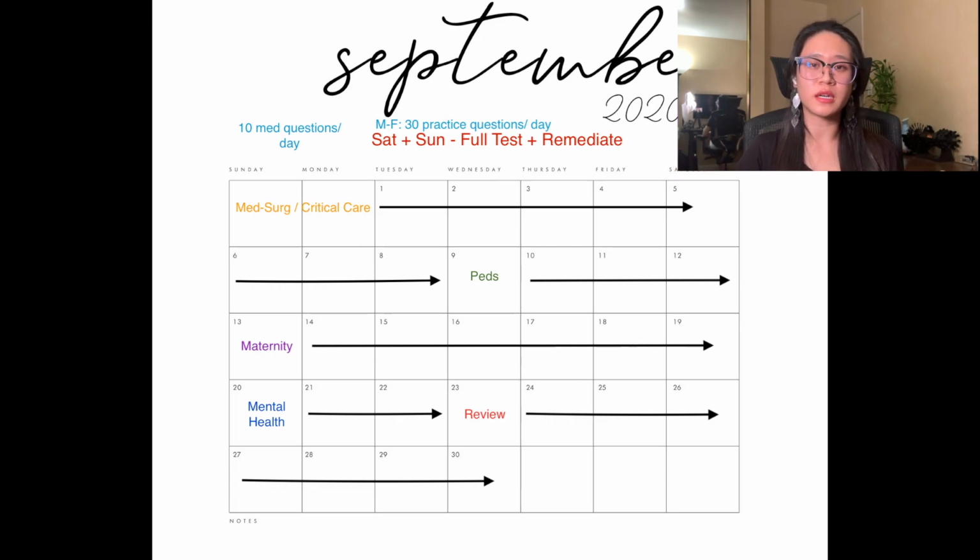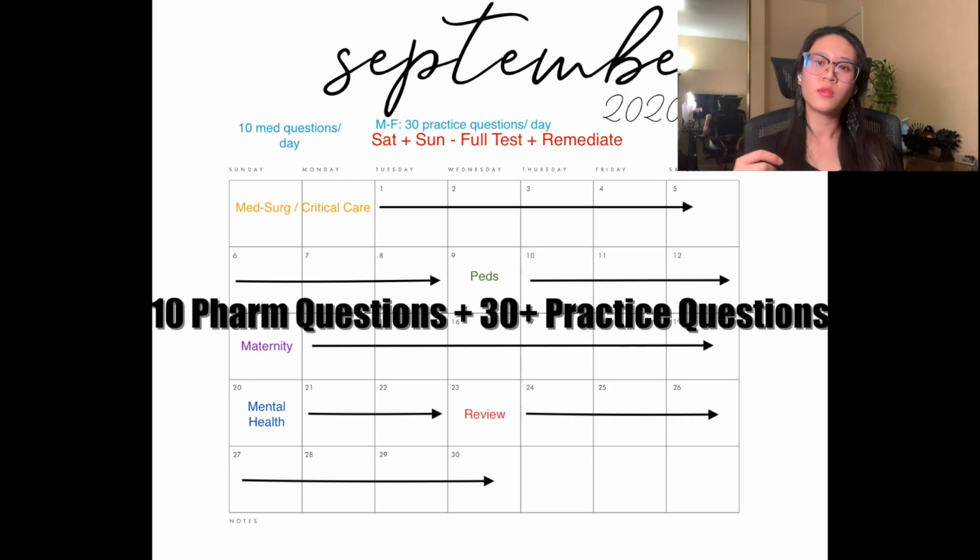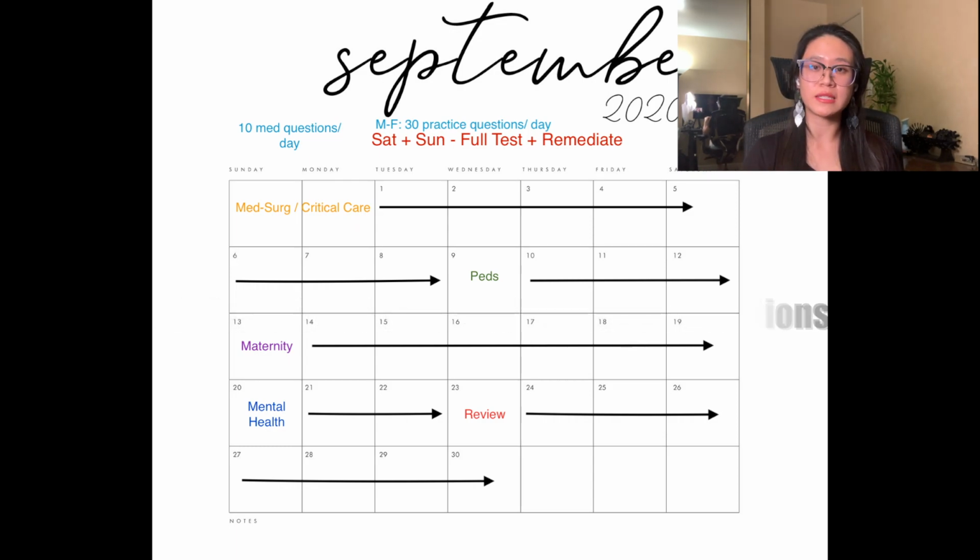In terms of how you should study pharmacology, you can do this by sprinkling it throughout your study period. So for each day, I would probably do about 10 pharmacology questions, strictly pharmacology questions, on top of the 30 questions that I would do for practice each day. If I were to study at the very minimum in that 1 month period that I would have, that is how I'm going to go about it.